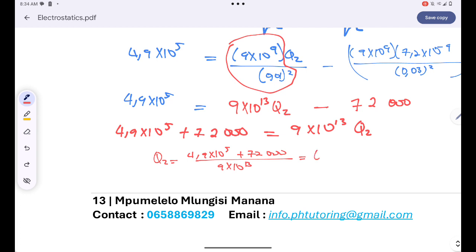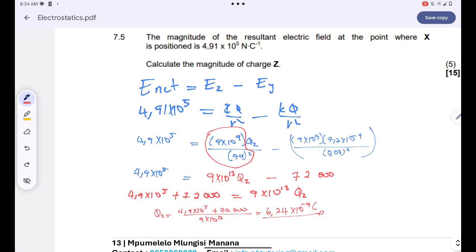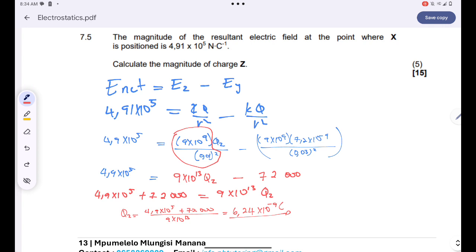So this will give me a charge of positive 6.24 times 10 to the negative 9 coulombs. That's 6.24 nanocoulombs. So the charge on Z is basically equal to 6.24 times 10 to the negative 9 coulombs, and it's positive. That's the charge over there. So that's how, guys, you're supposed to tackle this question.